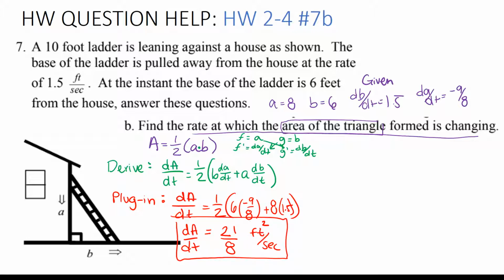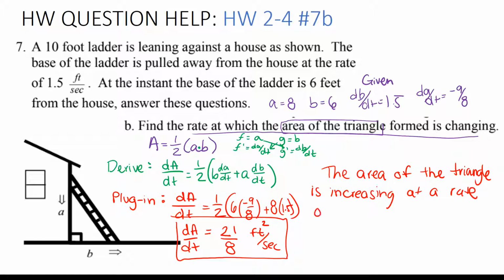And if we write this out as a full sentence, we can say the area of the triangle is increasing since it's positive at a rate of 21 divided by 8 feet squared per second when the base is 6 feet long. All right, and that's it.